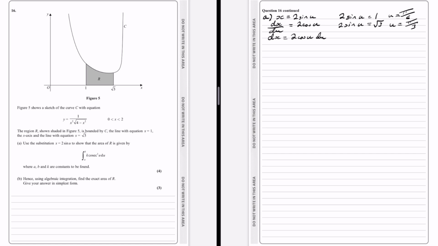The purists will dislike me again. I've split dx over du into dx equals 2 cos u du. We're going to be integrating between pi over 6 and pi over 3. The expression 1 over then x squared is going to become 4 sine squared u. And that's then the square root of 4 minus 4 sine squared u. And times by 2 cos u du.